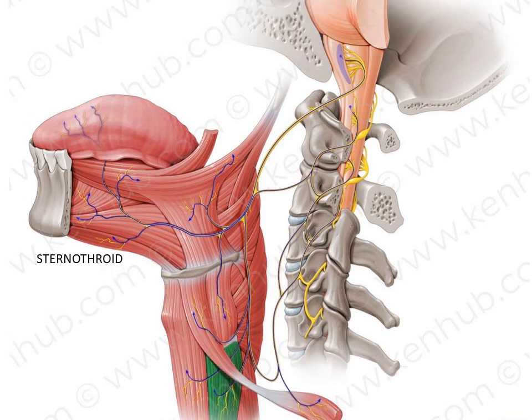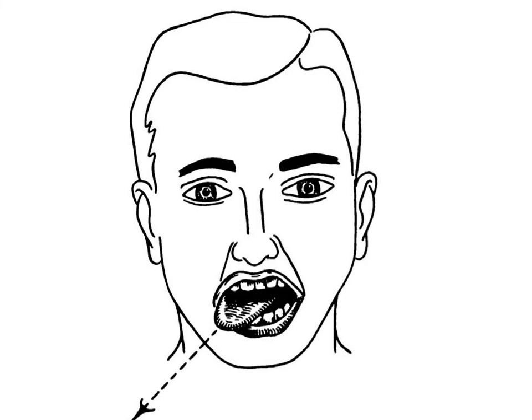Now, the examination of the hypoglossal nerve is very simple. You just ask the patient to protrude his or her tongue, and if the tongue deviates to either side, right or left, then there is an injury to that side.